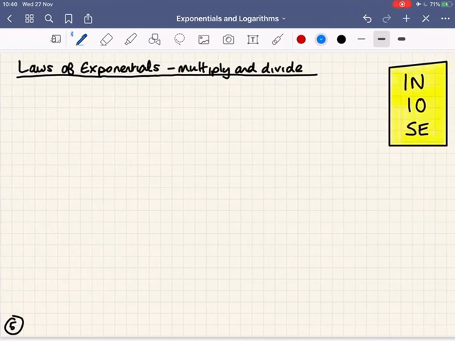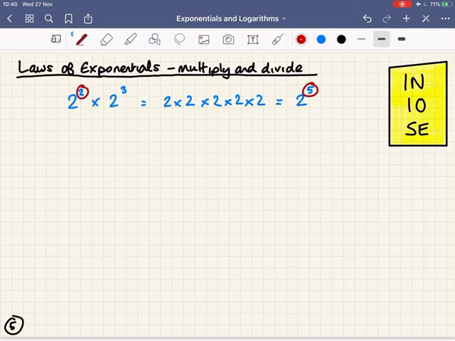Let's go to some laws of exponentials then, multiplying and dividing. If I had, for example, 2 squared times 2 cubed, I could write that out in full. 2 squared is 2 times 2, and then I'm multiplying that by 2 times 2 times 2, and so you'll see there I've ended up with 2 to the power of 5. But no prizes for seeing that that 5 is actually the result of adding together the two exponents. So 2 to the power of 2 times 2 to the power of 3 is 2 to the power of 2 plus 3, which is 2 to the power of 5.